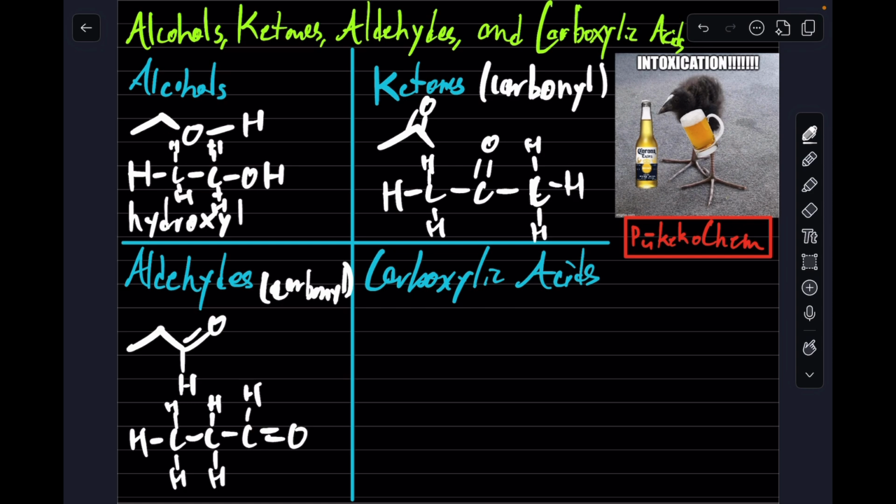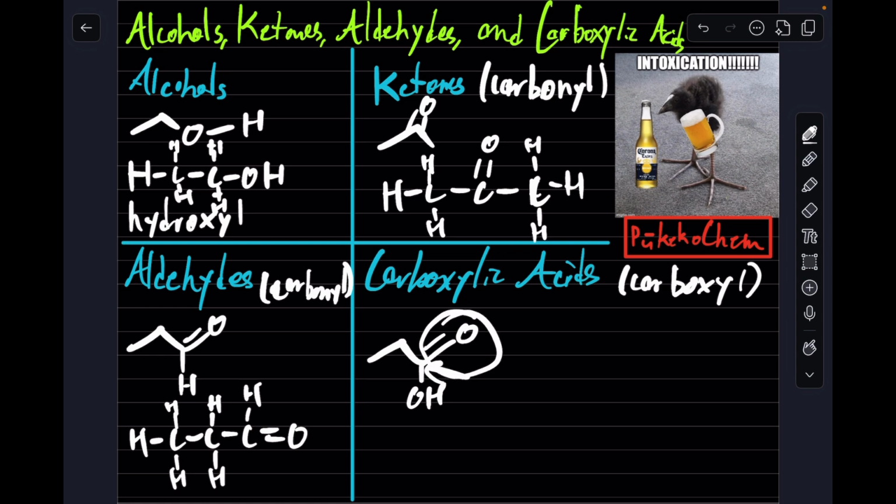Now lastly, a carboxylic acid has what's called a carboxyl group. It is essentially a combination of a hydroxyl and a carbonyl group, because on the same carbon there is a carbonyl right here and a hydroxyl right there. And this example would be called propanoic acid.